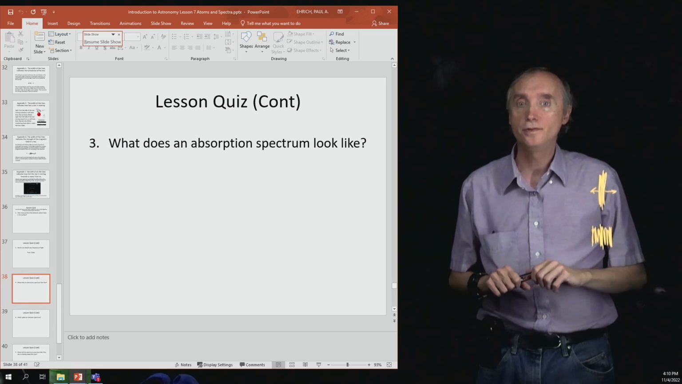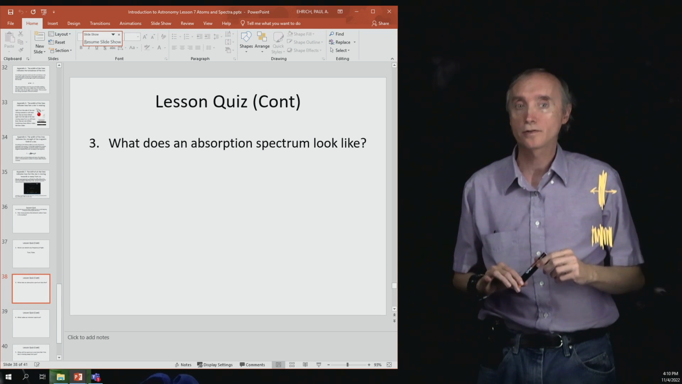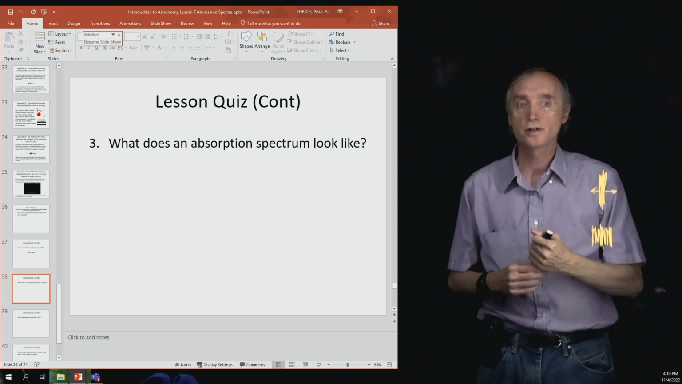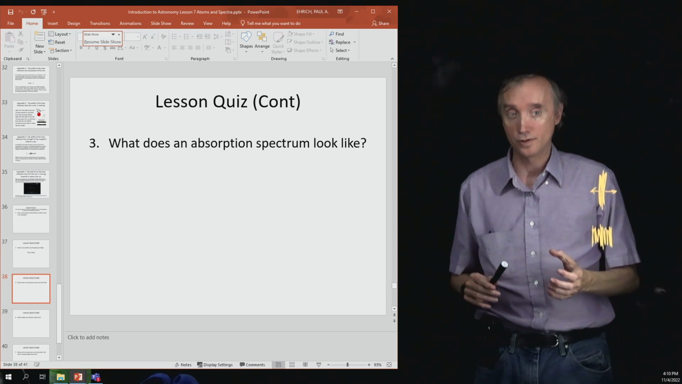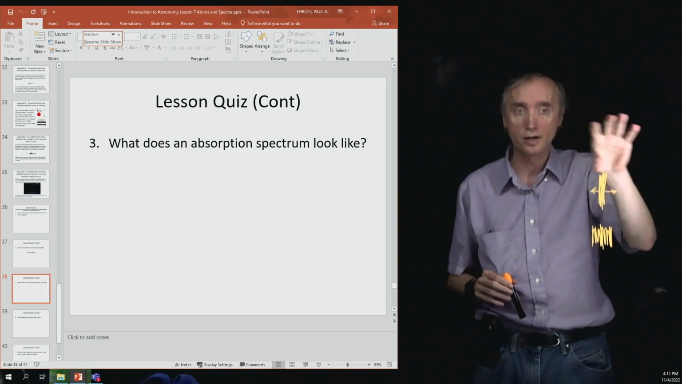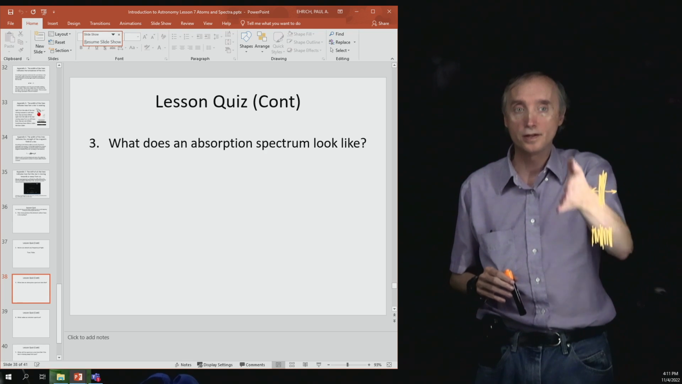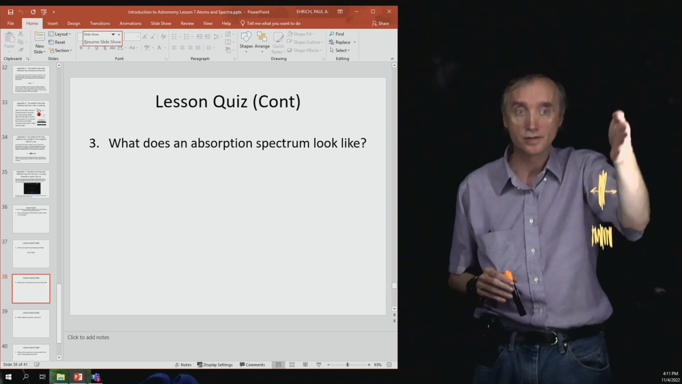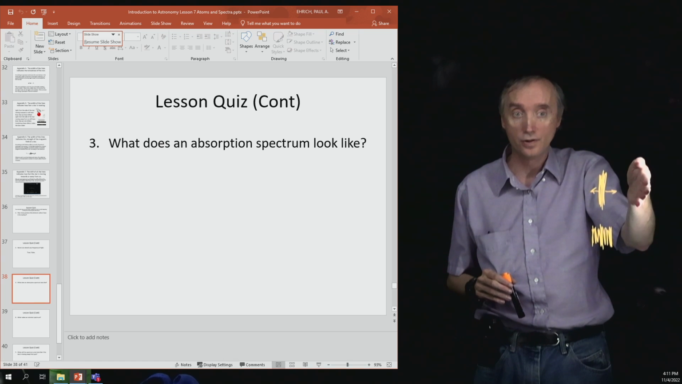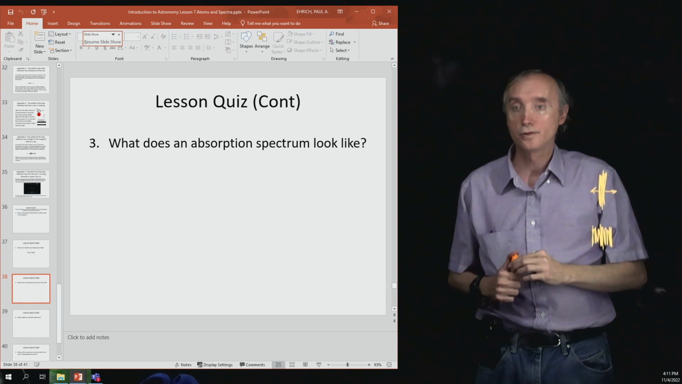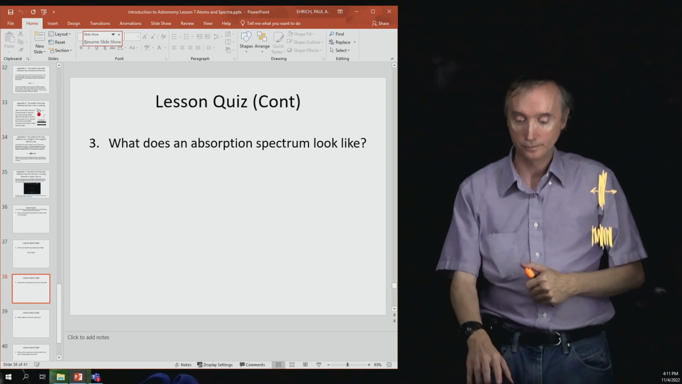Number 3, what does an absorption spectrum look like? It's going to look like the continuous spectrum, all the colors of the rainbow, but then it's going to have some black lines in it, and those represent the colors that have been scattered out of that spectrum.